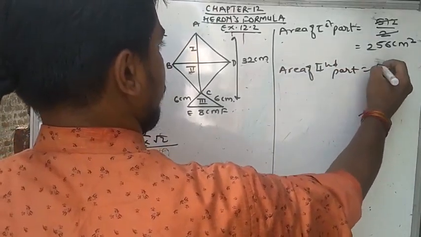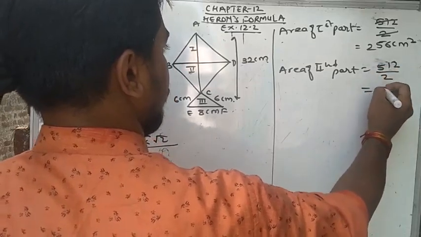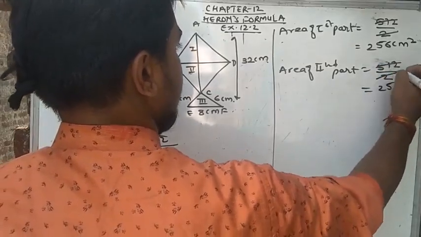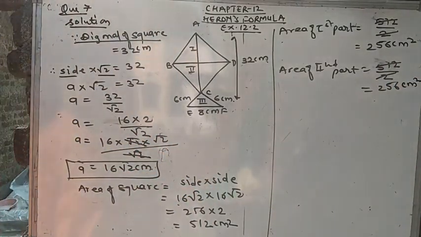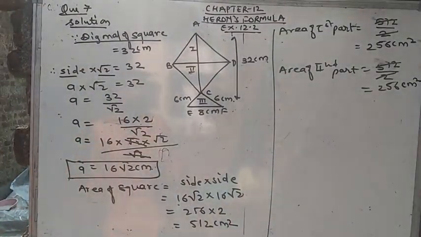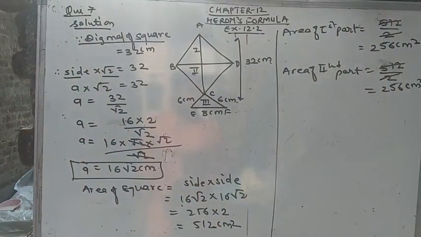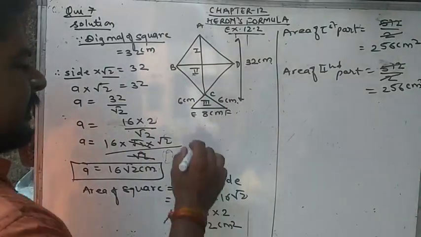It is also equal to 256, and basically we will solve that 512 divided by 2, that is equal to 256 centimeter square. So that is the area of the first part. In the last, we have to calculate the area of the third part. Now we have to find the third part.